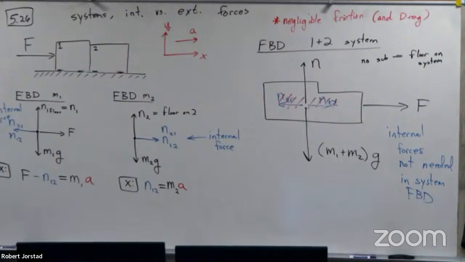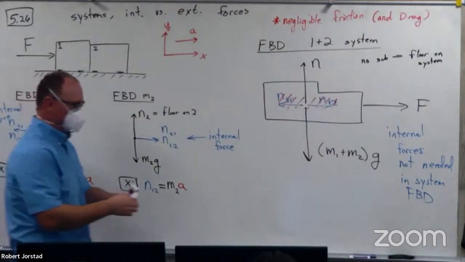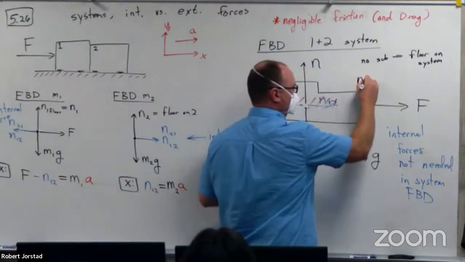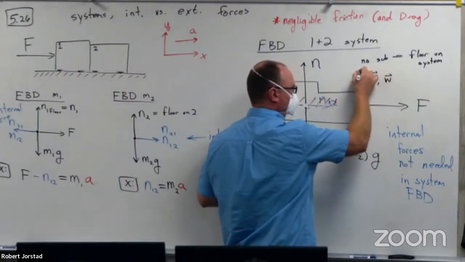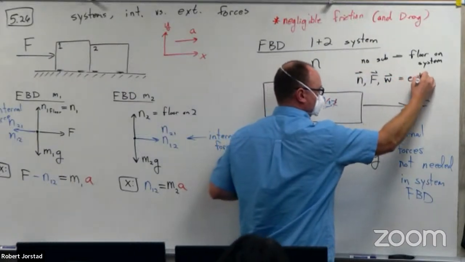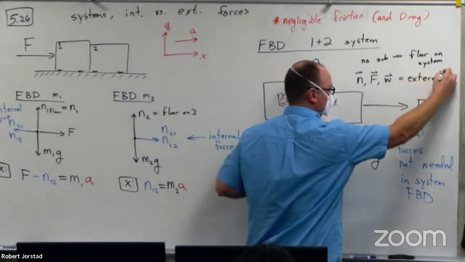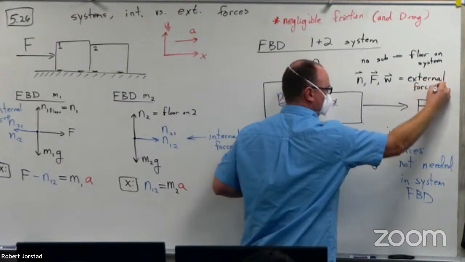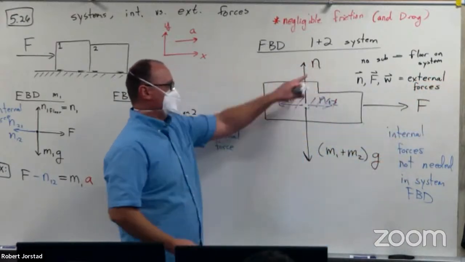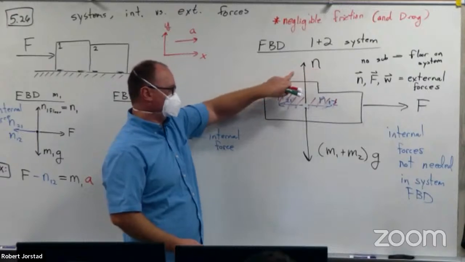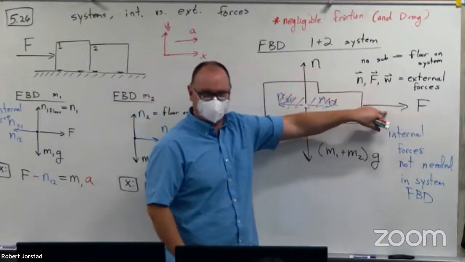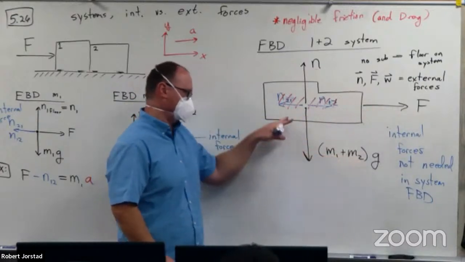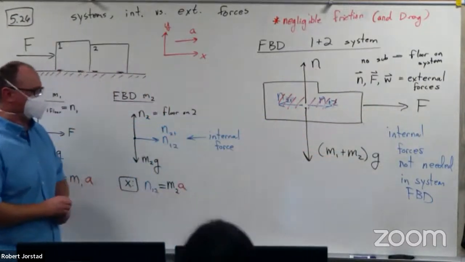What are the other forces called? External. So notice these are the external forces. N, F, and W, the weight, are external forces. And to be clear, N is a vector if you include the magnitude and the direction. Capital F is the force magnitude and the direction. And the weight is mg and the direction. All right, so far so good?